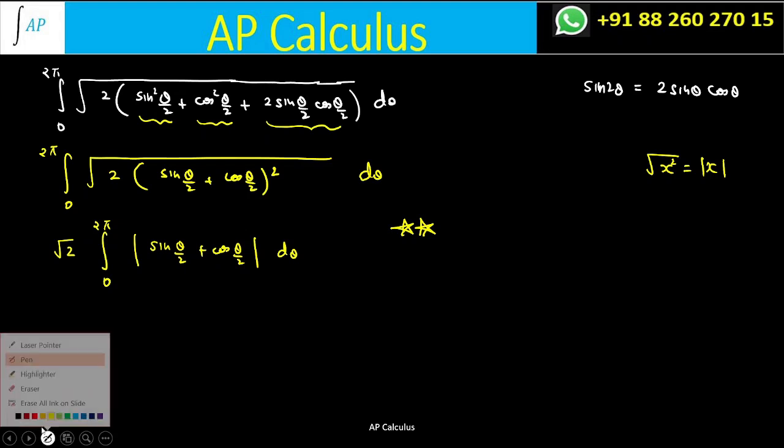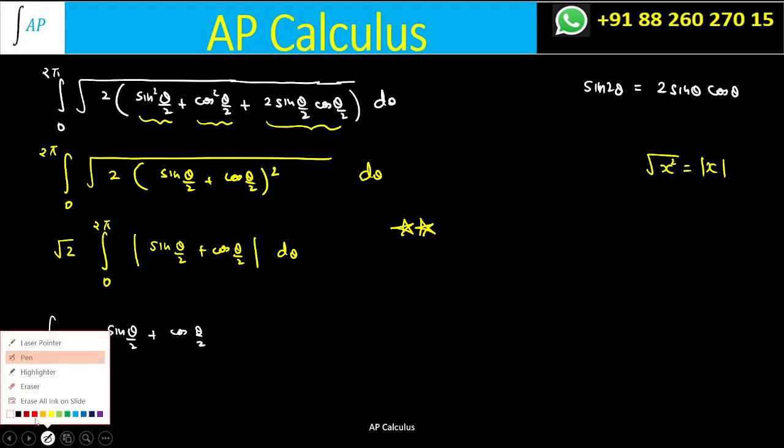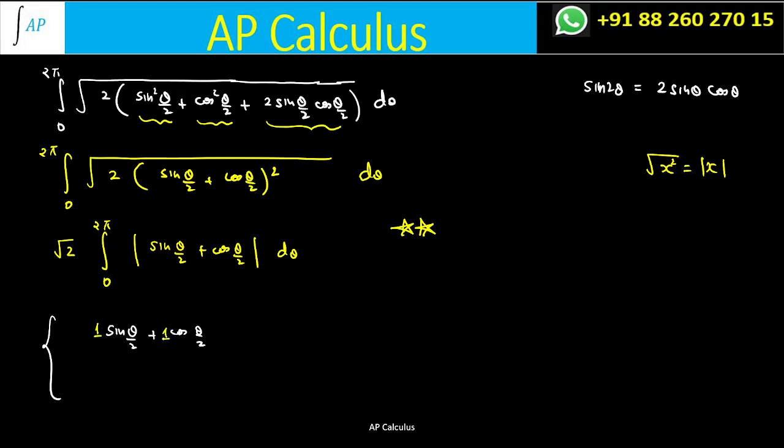Now to convert that into a single trigonometric function, I am going to use one concept: sine theta by 2, cos theta by 2. The coefficient of these is 1 and 1. So let's do one thing. What is the square root of 1 square plus 1 square? The square root of the sum of the squares of the coefficients, which is square root of 2. So let's multiply this by square root of 2 and divide by square root of 2, like this. So now we can see that this is 1 by root 2 sine theta by 2 and 1 by root 2 cos theta by 2.